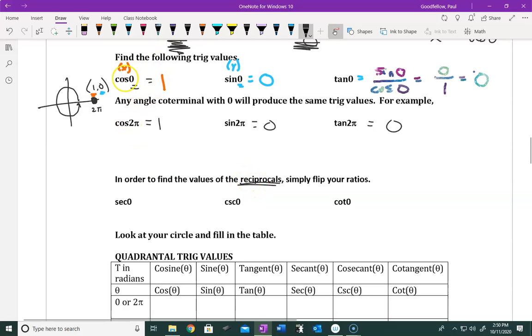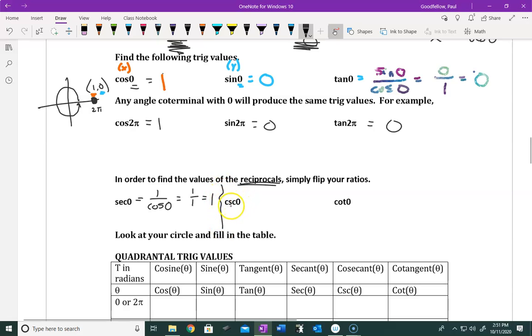So this answer right here with cosine equaling 1 was because x was 1 and r was 1, and you can end up getting the reciprocals to them. Now secant is related to cosine, meaning that it's 1 over cosine of theta. In this particular case, that would be 1 over cosine of 0. Cosine of 0 was already 1, so that's 1 over 1, so the answer is 1. And we write them all as reciprocal values.